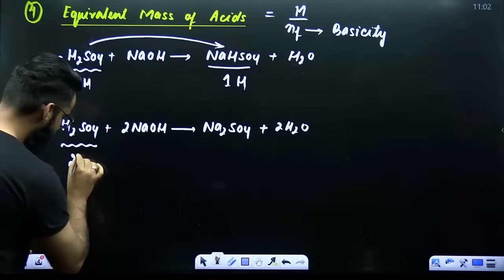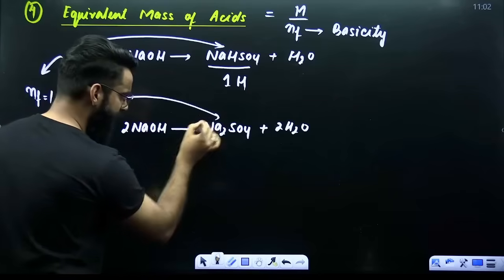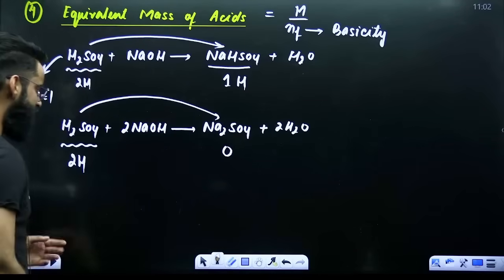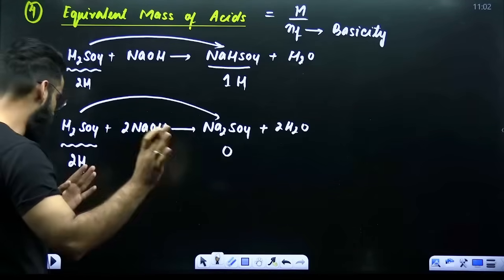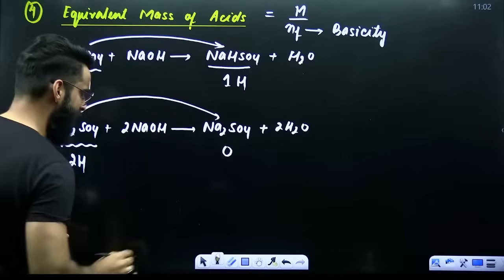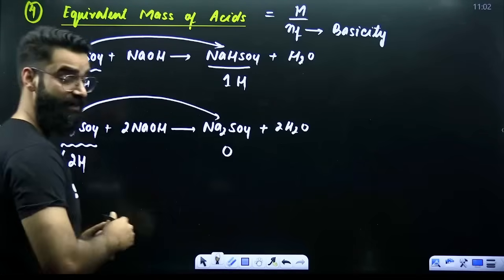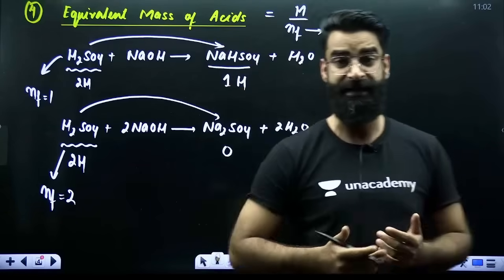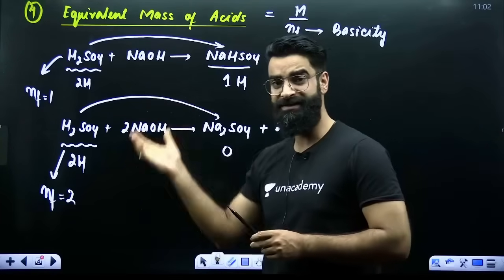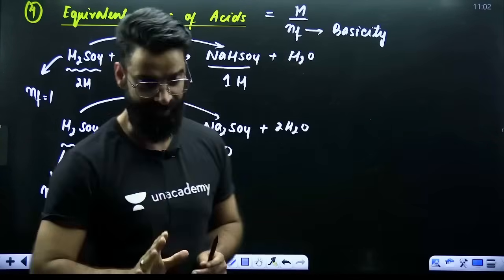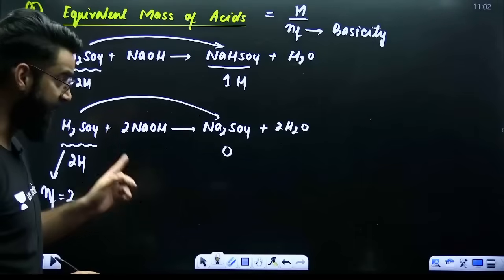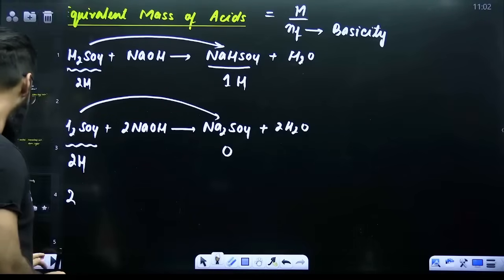Similarly, here you had 2 hydrogens. It got converted into Na2SO4, with 0 hydrogens. So H2SO4 has lost both hydrogens while getting converted into Na2SO4. So its N factor here is going to be 2. If you have the N factors of the acids, you can easily calculate their equivalent masses. How exactly? Molar masses divided by the respective N factors. As simple as that. Again, a frequently asked question.